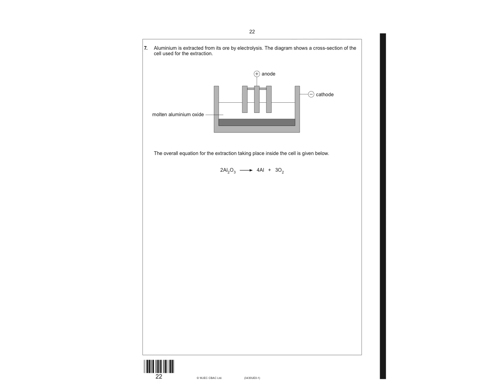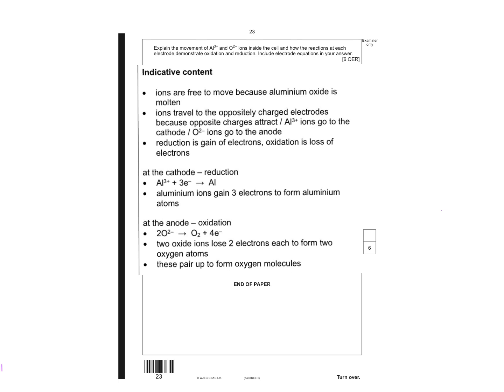There we go, electrolysis. Make sure straight away you write in PANIC, you write in OIL RIG, so you can get yourself all sorted out and know what's going on. And then it was a 6 marker, which was quite nice. Explain the movements of aluminium and oxygen ions inside the cell, and how the reaction at each electrode demonstrates oxidation and reduction. So first mark is ions are free to move because aluminium oxide is molten. Okay, make sure you include that whenever you're talking about electrolysis.